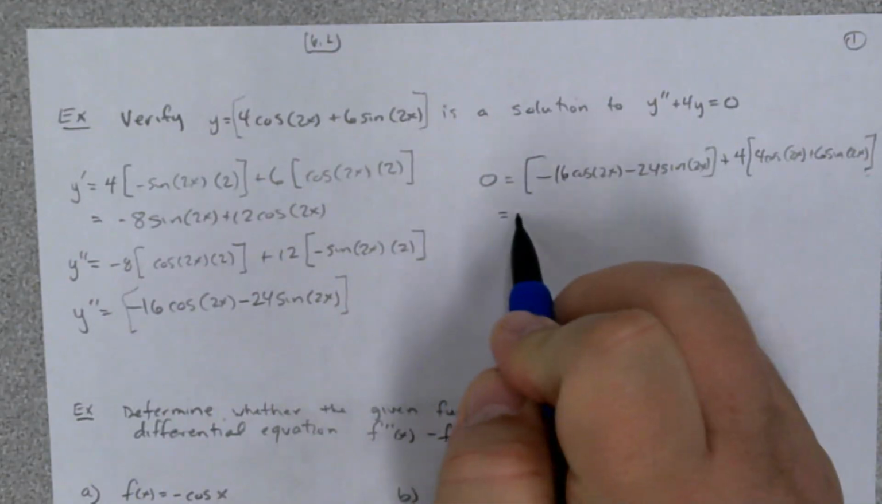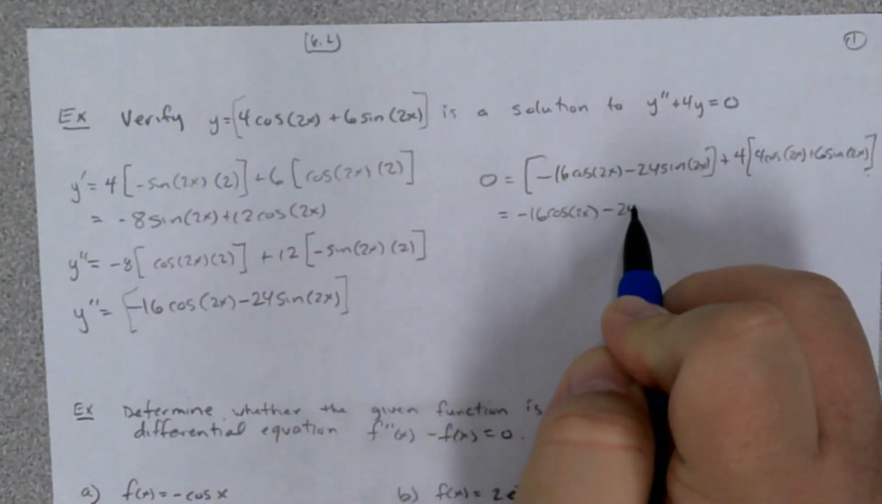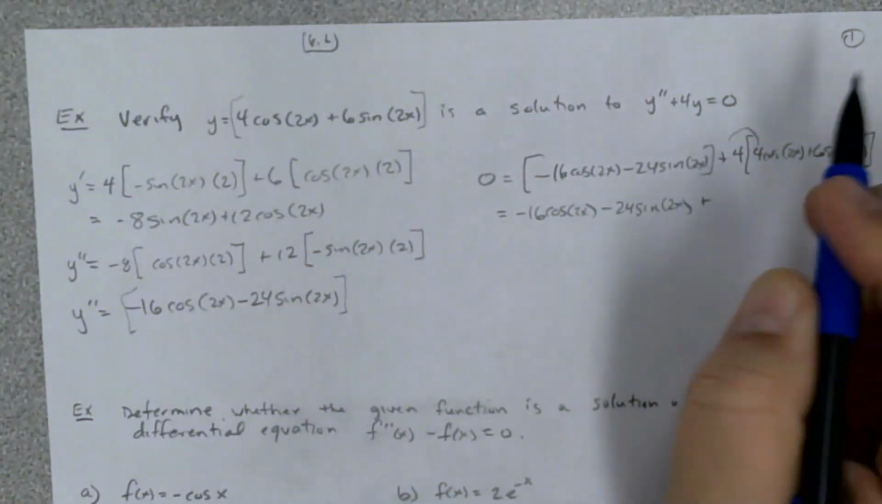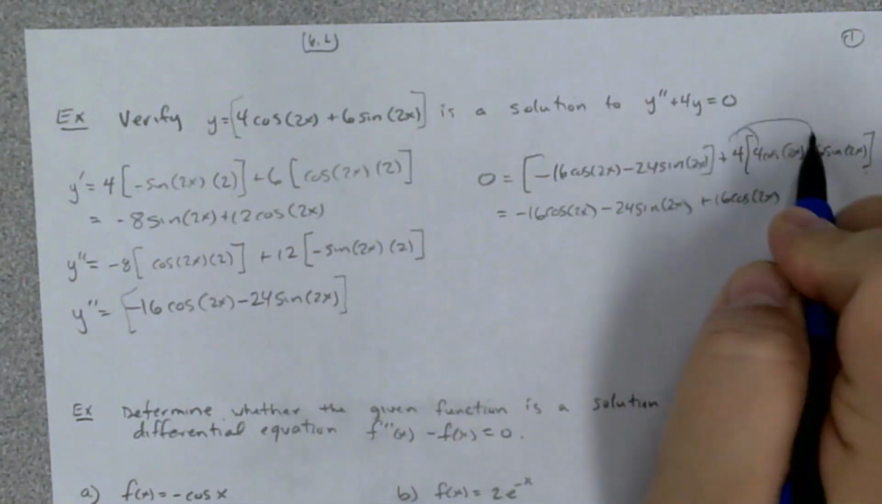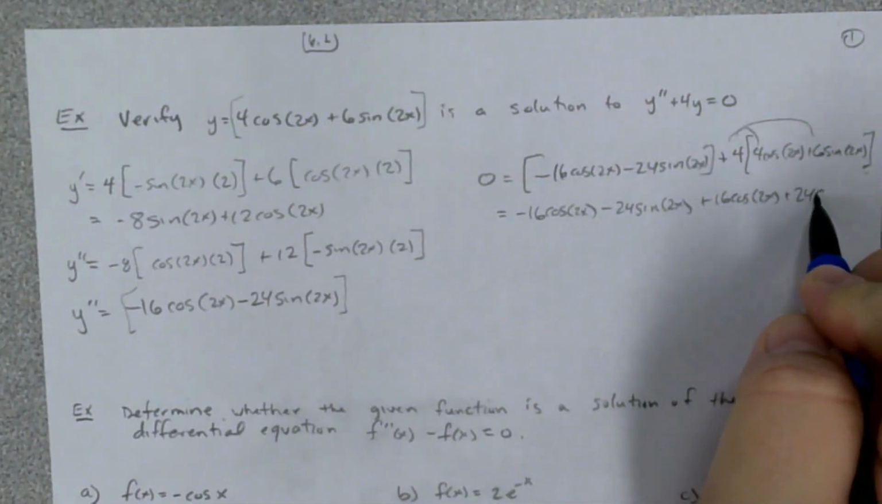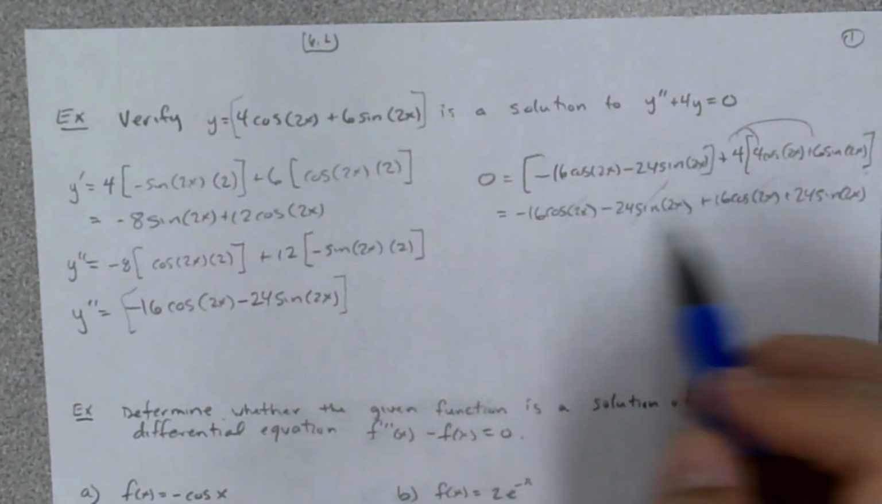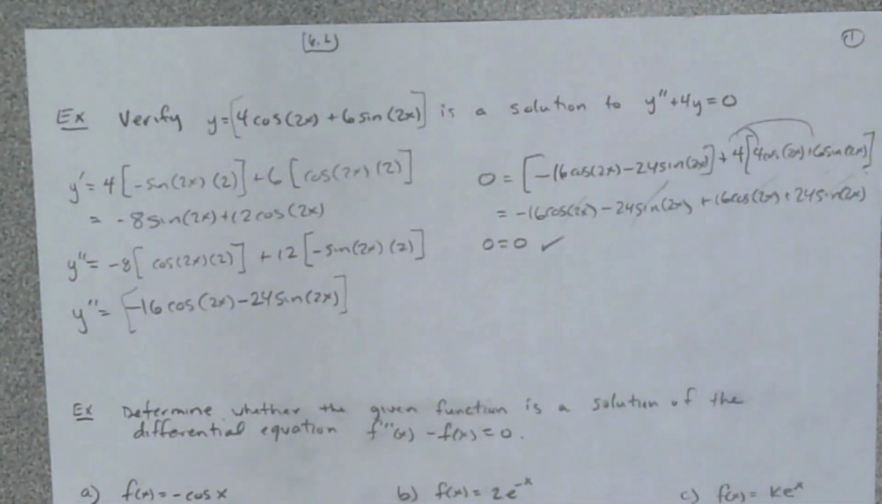So I have a negative 16 cosine of 2x minus 24 sine of 2x plus 16 cosine of 2x plus 24 sine of 2x. And you can see clearly that everything is going to drop out and I get 0 equals 0. So yes, it is indeed a solution. Okay, so when you see something like that, that's what it means.